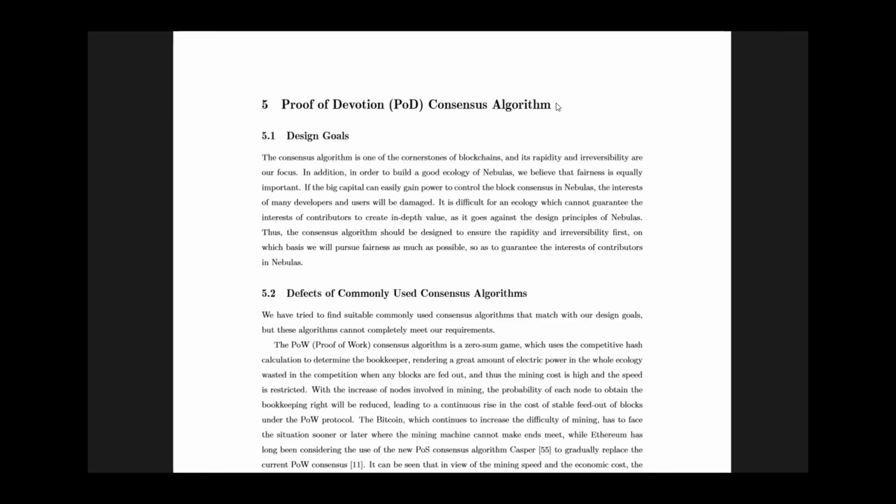Now, the last pillar of the Nebulas project is called their proof of devotion.